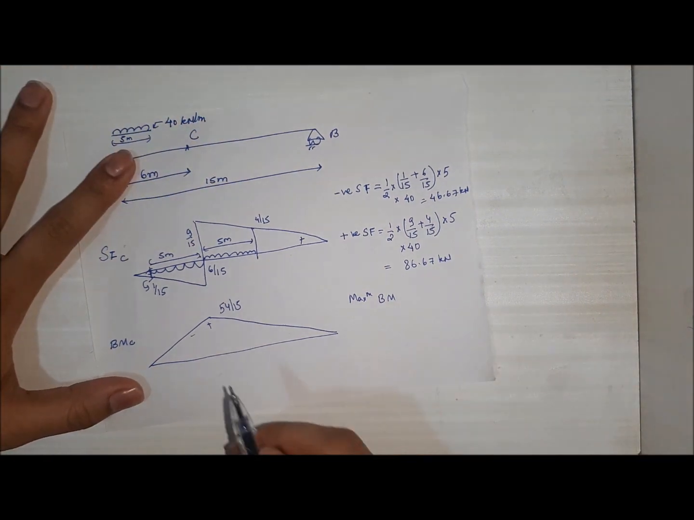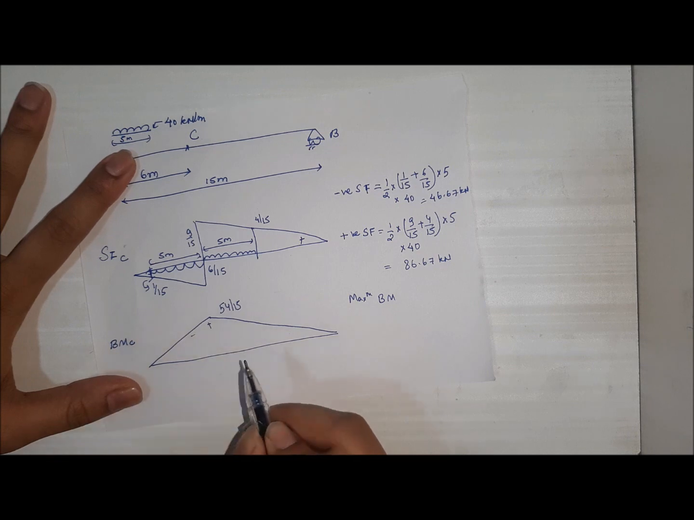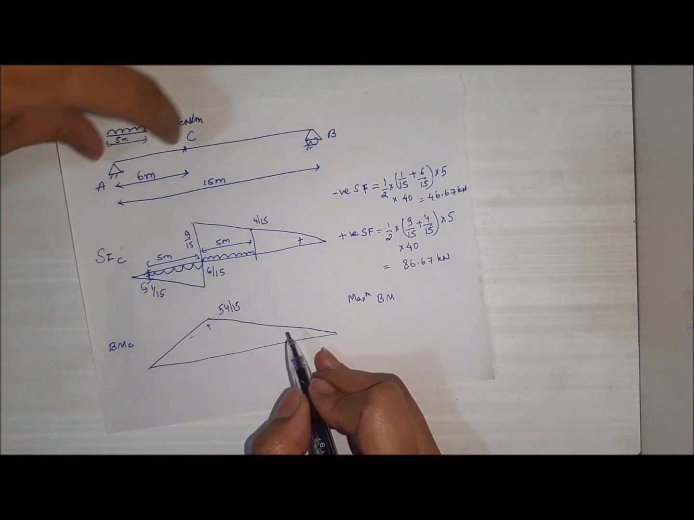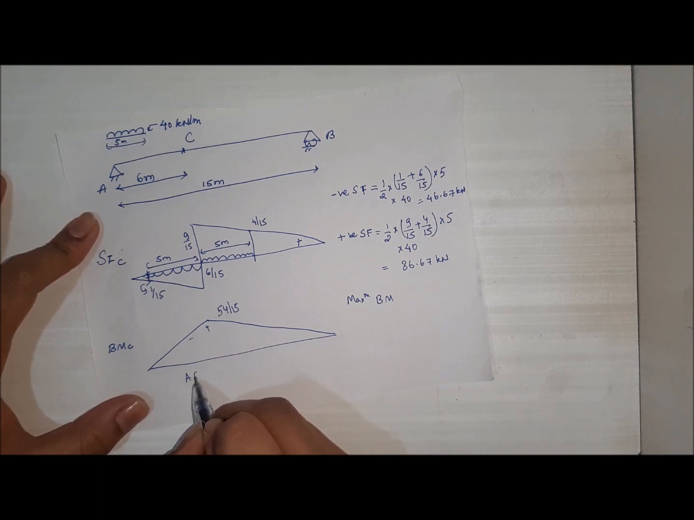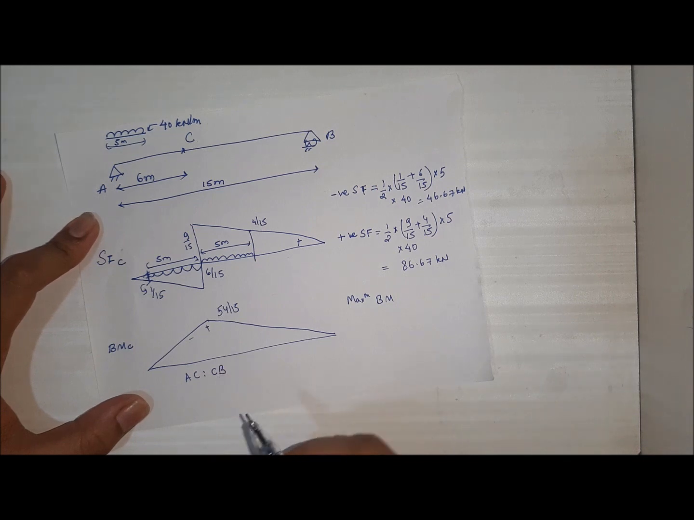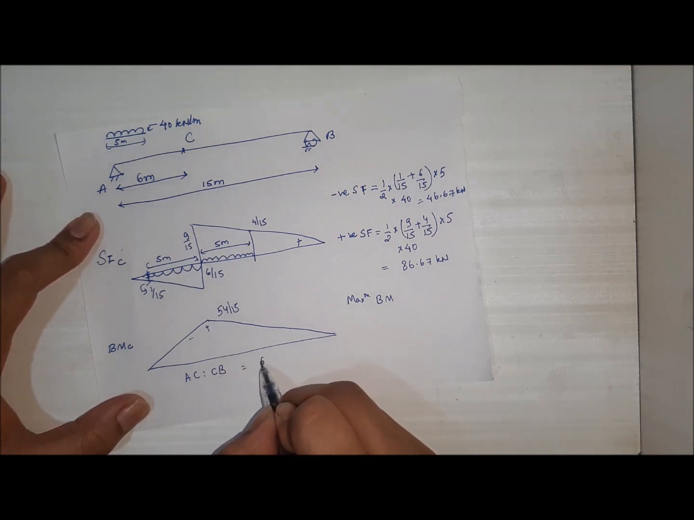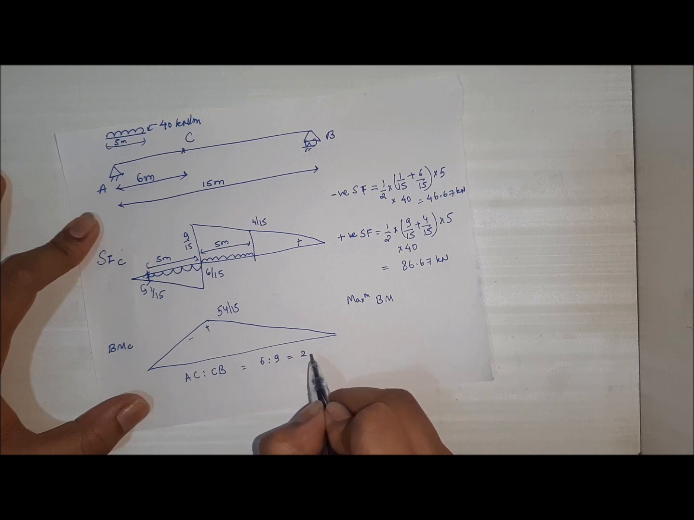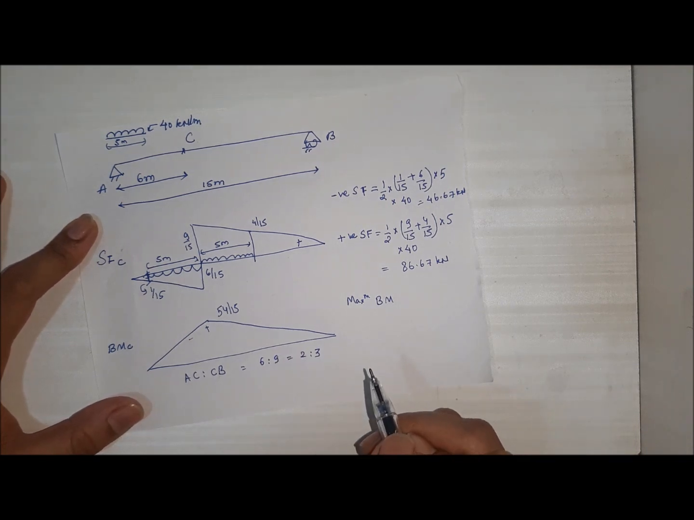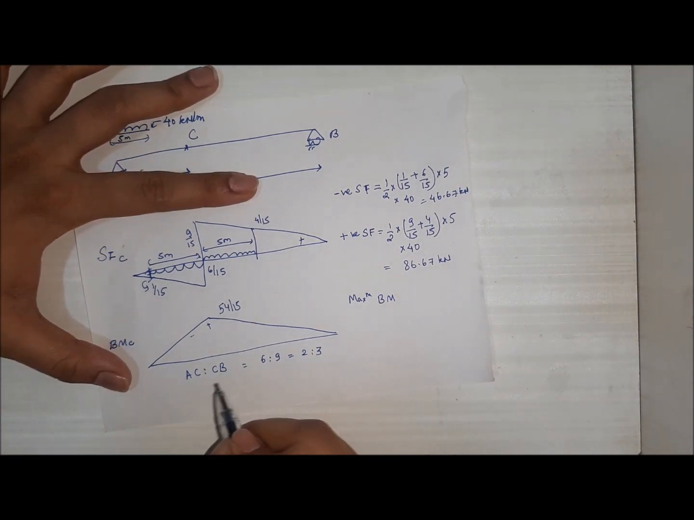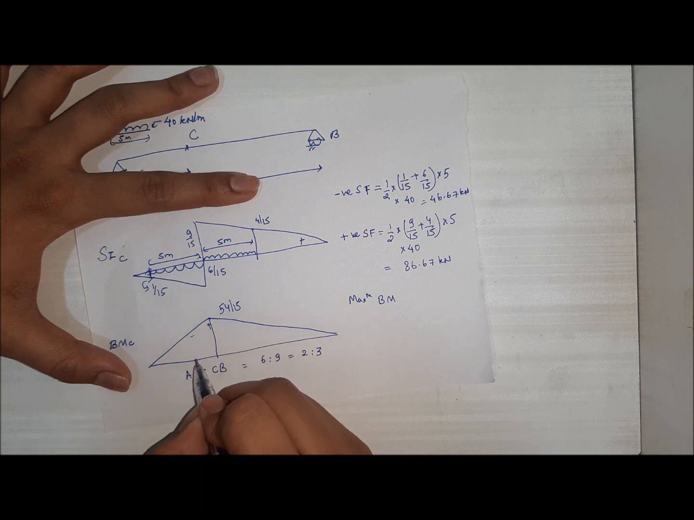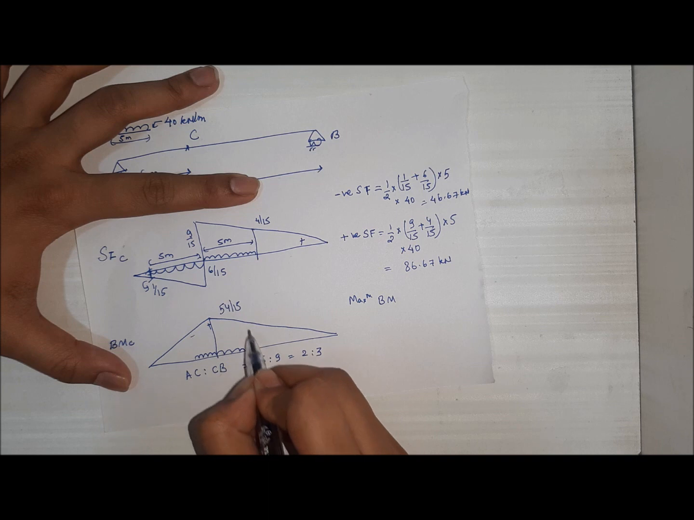Now it is a rule that the UDL is placed in the ratio in which the section divides the beam. The section is dividing the beam into AC and CB, which is basically 6:9, that is 2:3. So the UDL will be placed as this. So we will take the UDL as some portion here and some portion here.